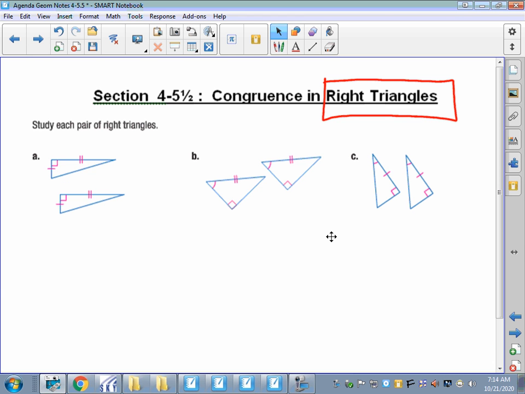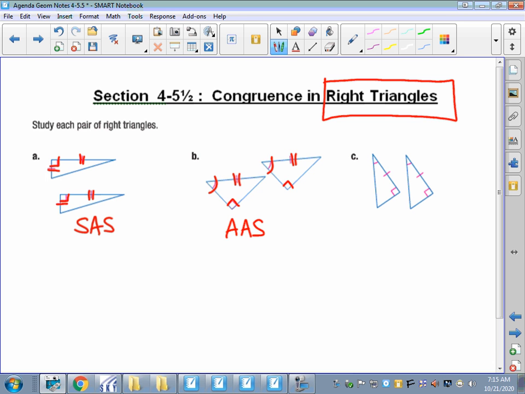So if you look at each one of these and I said, what would be the reason that we could say these pairs of right triangles are congruent? In letter A, I'm hoping that you see the single dash, the included right angle, and then the double dash. So that would be side, angle, side. In letter B, I'm hoping you notice the pairs of right angles, the pairs of acute angles, and then that double dash side, also known as the hypotenuse. So that one looks like angle, angle, side to me.